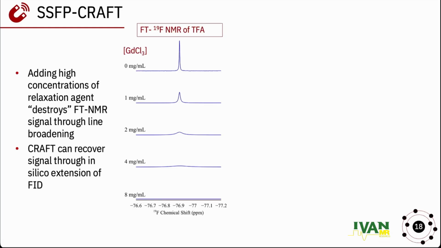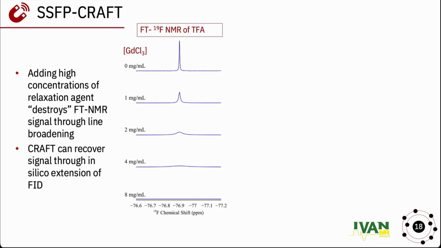Now, the one thing you might think of is, if I'm adding 16 mg per mil of chromium into my sample, which is the solubility limit of chromium ACAC in methanol, what happens to my signal? In Fourier transform, it disappears really quickly, particularly with the gadolinium chloride. You can see here that with 4 mg per mil, there's no way we can get a peak area to quantify that. Even with 2 mg per mil, it's a little bit iffy.